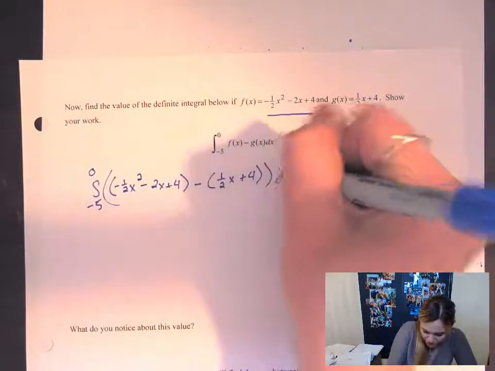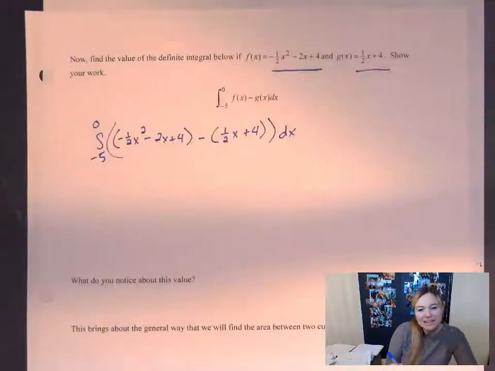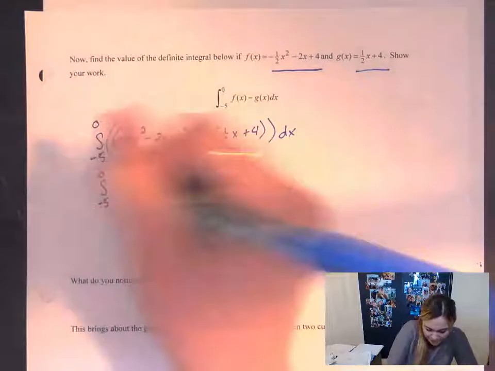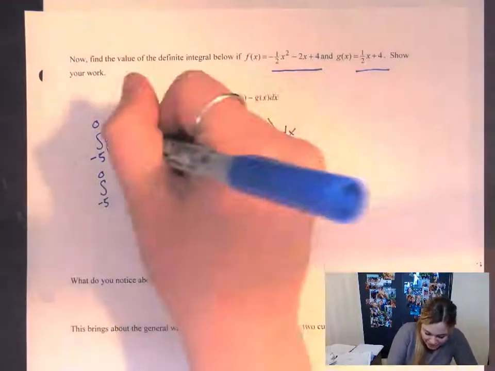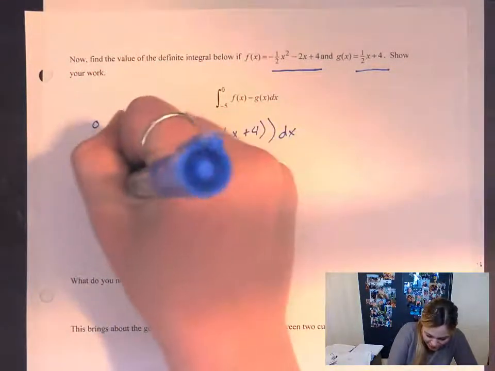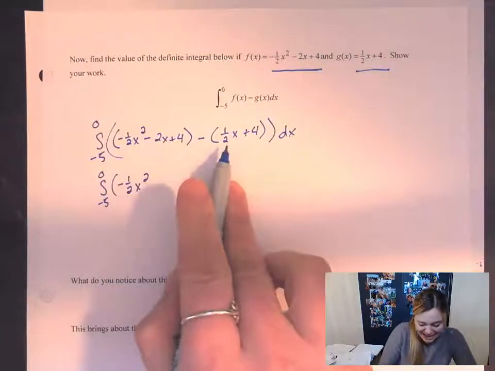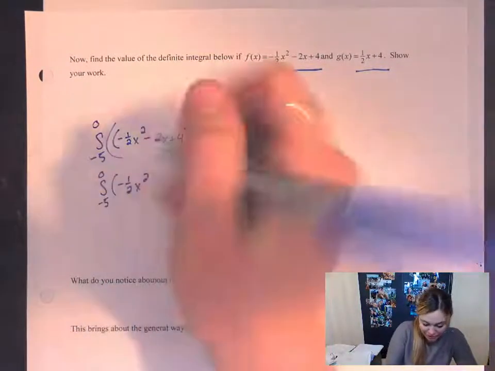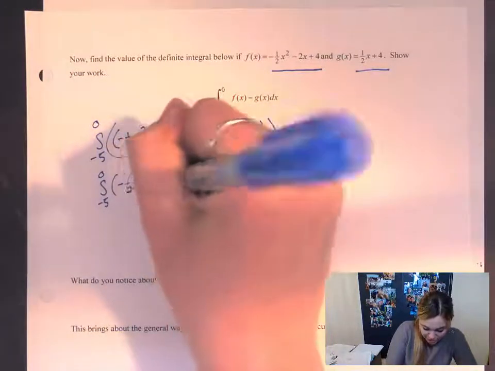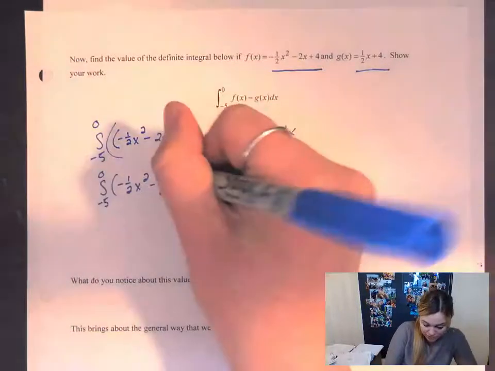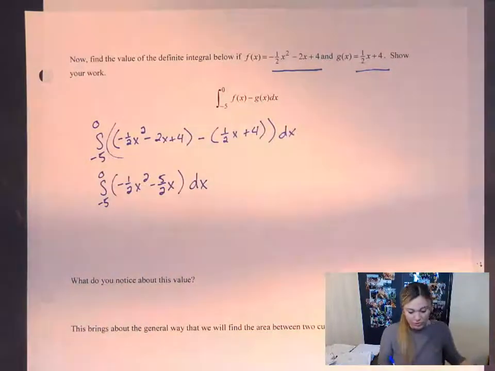and I'm integrating this whole thing, but I'm going to simplify first. What if I did that first? What would happen? Well, this would still be -1/2 x squared. -2x minus 1/2 of x would be -2.5x, or -5/2 x. 4 minus 4 would just be 0. So I have this. And then I think, okay, how can I solve this?